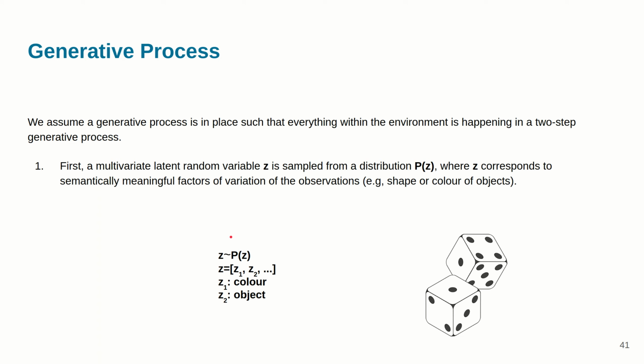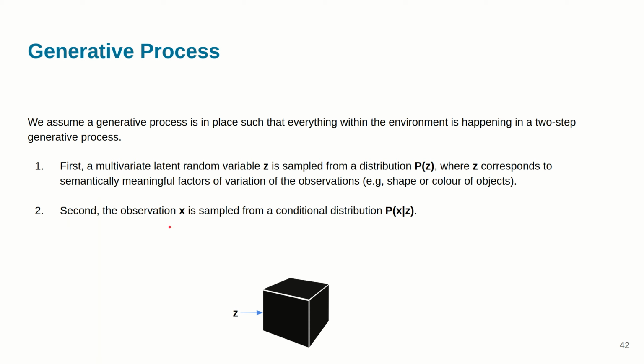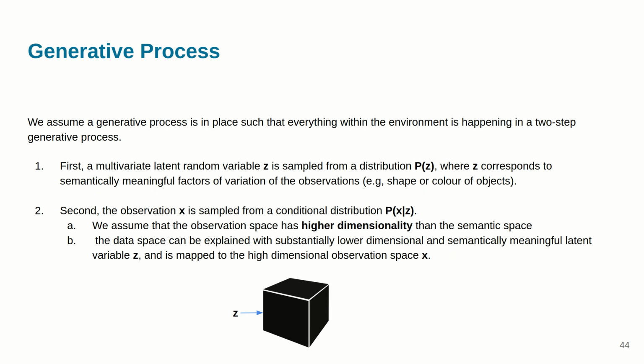In the first step of the generative process, we are observing those variables first. And after observing that, the observation x is sampled from a conditional distribution P of x given z. In this case, we assume that the observation space has a higher dimensionality compared to the semantic space, and the data space can be explained with a substantially lower dimension compared to the observation space. So z has a much lower dimensionality than x. And the good thing is that if this holds true, then we can explain most of the information in x via z, which is very good.